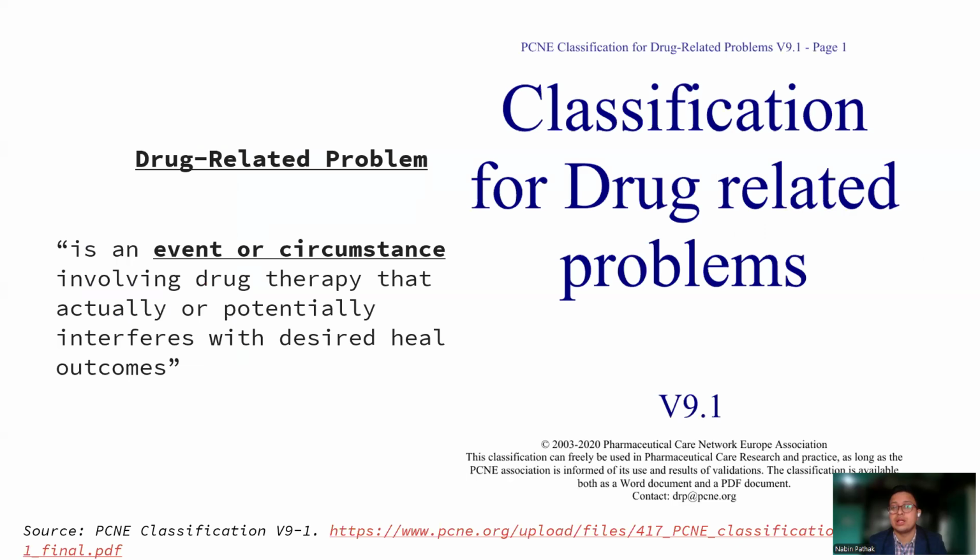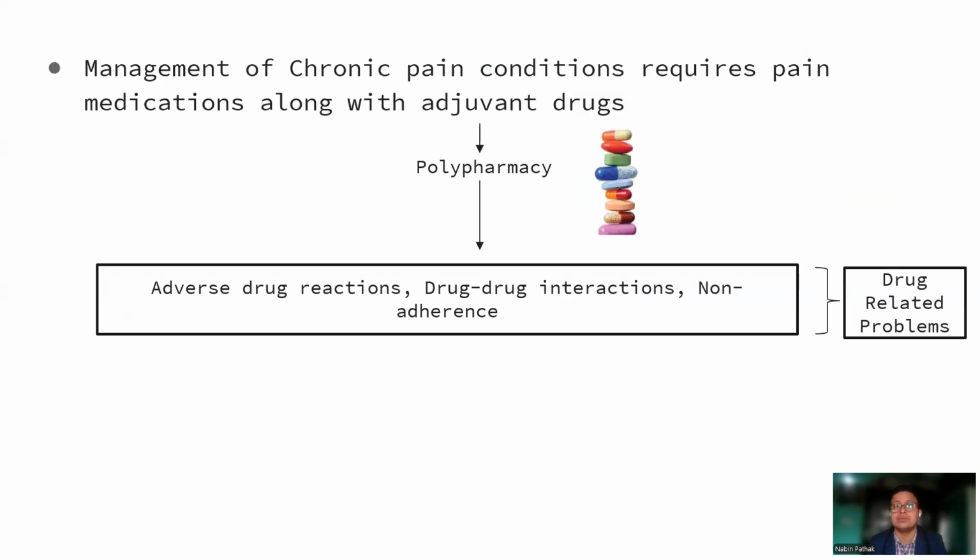The Pharmaceutical Care Network Europe Association, which classifies the different domains and different categories for drug-related problems, defines drug-related problems as an event or circumstance involving drug therapy that actually or potentially interferes with desired health outcomes. The management of chronic pain conditions often requires pain medications along with several adjuvant drugs.